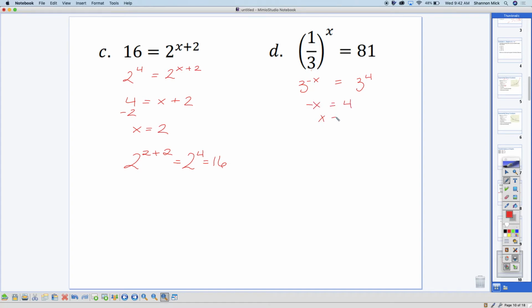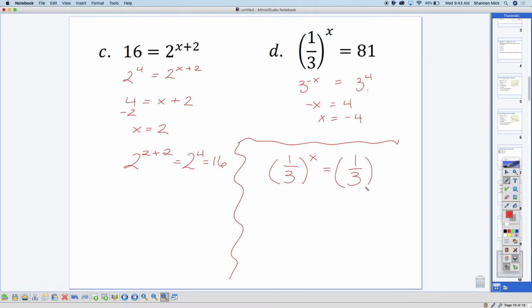So x equals -4. Now, in past years, I have had people that do this. There's nothing wrong with it. I'm going to show you what they do. They do the 3 to the 4th, but then they will go 1 over 3 to the x equals 1/3 to the -4.